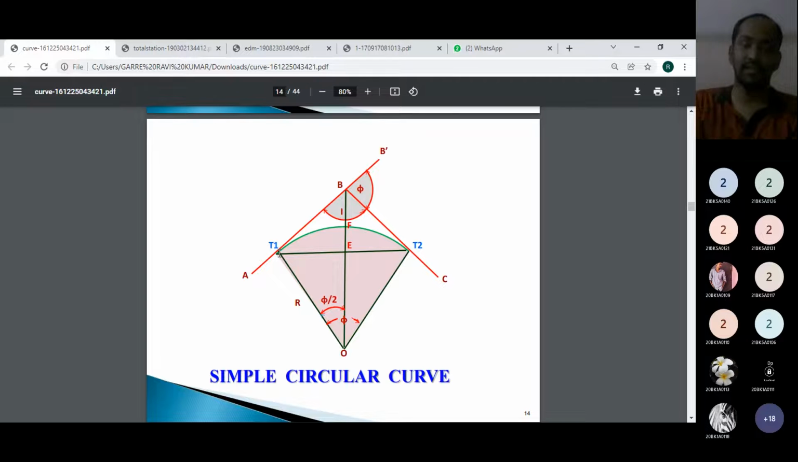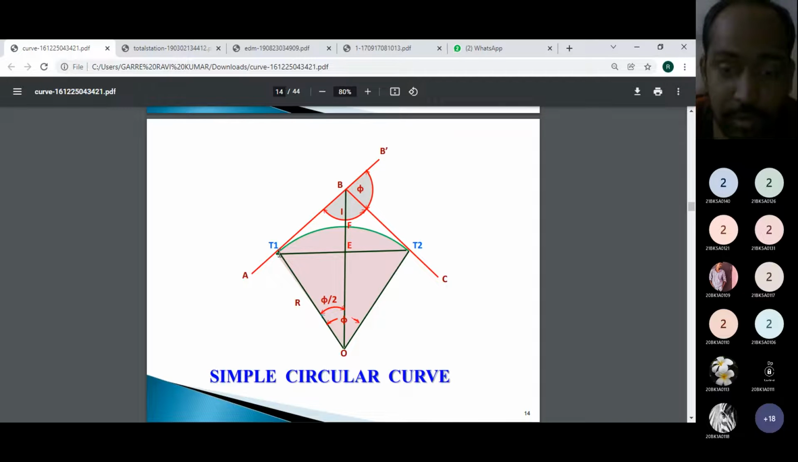And if you draw a straight line from T1 to T2 directly, that straight line can be called the chord of the curve. So here T1 F T2 can be considered as the length of curve, and T1 E T2 can be considered as the length of chord.